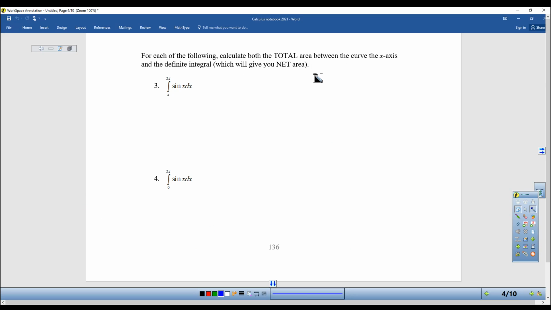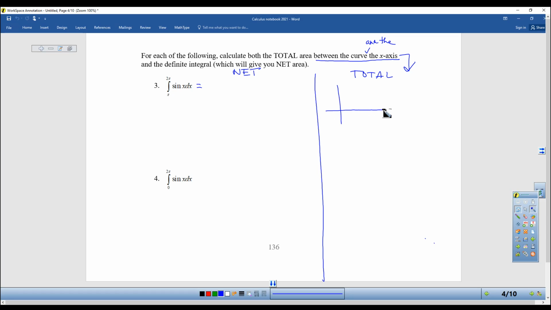All right, what I want you to do is make a line down the middle of your paper and label this side net, because this is going to give me the net always. The integral always gives you net. But if I want to find the total area between the curve and the x-axis, that's what's going to go in this column.